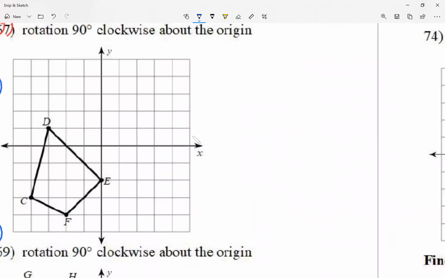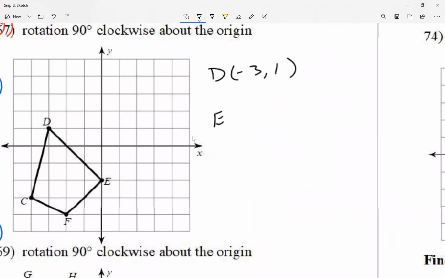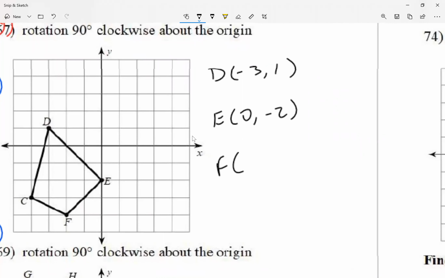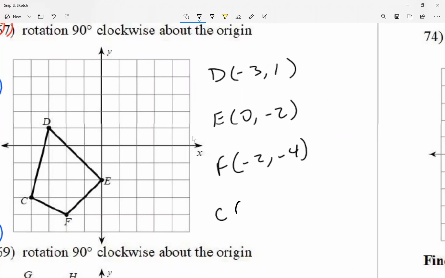Let me get the points that I have at the moment. So my original points: I see D, the coordinates of D are -3, +1. The coordinates of E are 0, -2. The coordinates of F are -2, -4. And the coordinates of C are -4, -3.